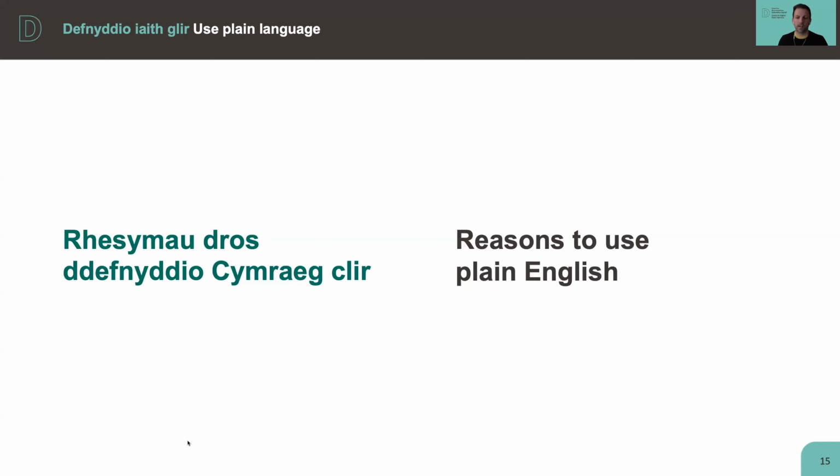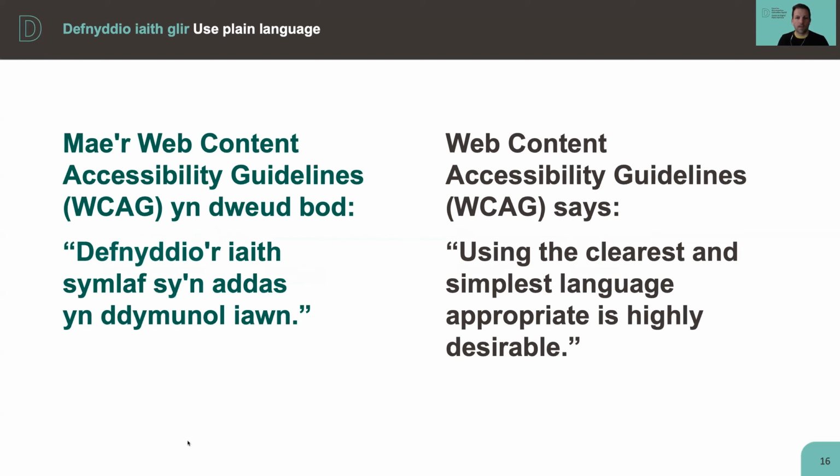You know, all these things are affected by how we write, and using plain language allows people with lots of different experiences, lots of different abilities, really to access that content at the same level. It really is about accessibility in that sense. So the Web Content Accessibility Guidelines do say that using the clearest and simplest language appropriate is highly desirable.